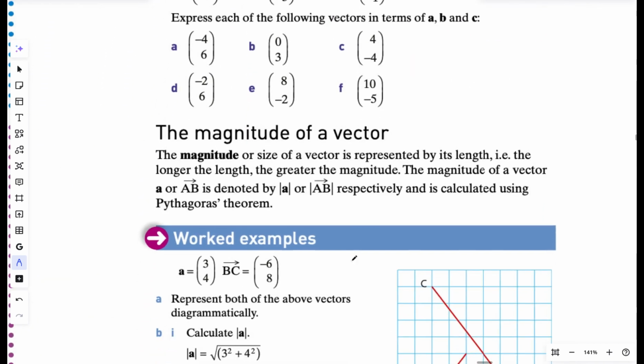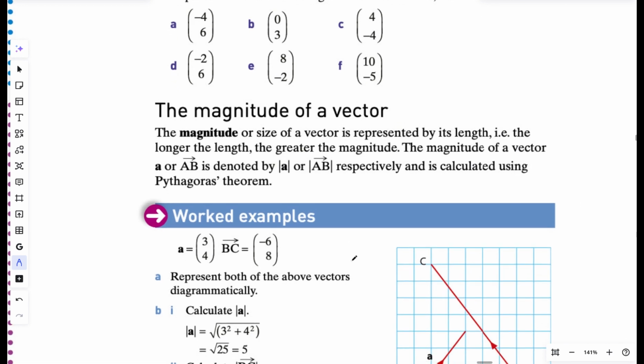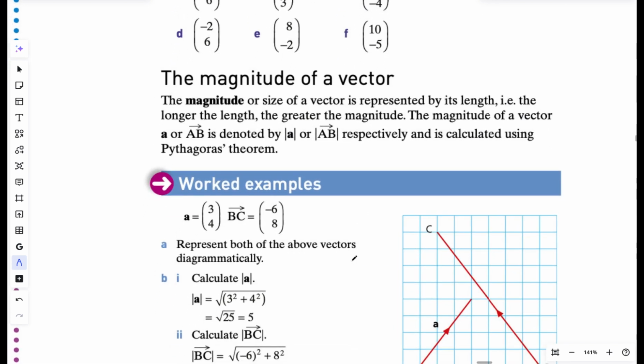The magnitude of a vector. Let's move to the magnitude of a vector. Now, magnitude simply means size. Magnitude simply means the size of a vector. And it's like the length. It's like the Pythagoras theorem, when you're looking for the hypotenuse, the longest side. You know, where you used to say a squared plus b squared equals c squared, right? And you make b or c the subject. So you find the square root of this minus this, and so on and so forth.